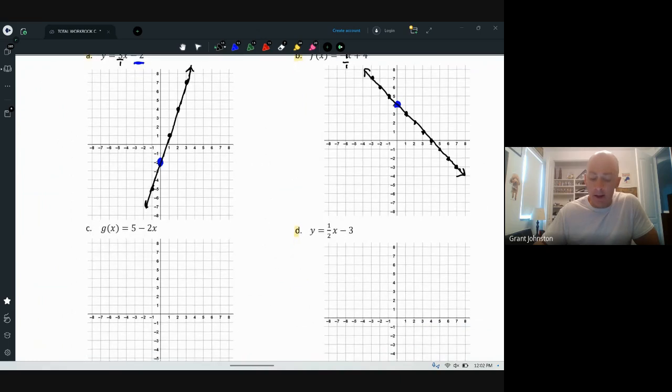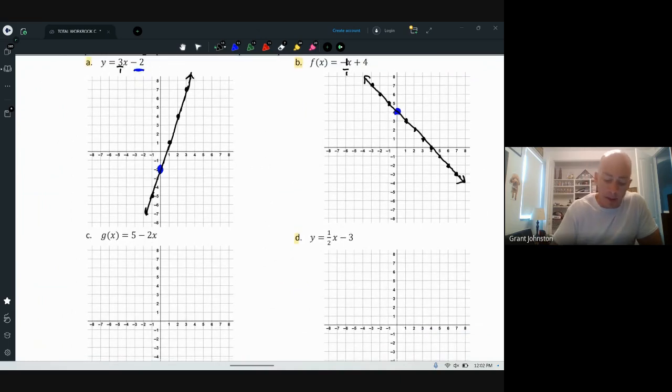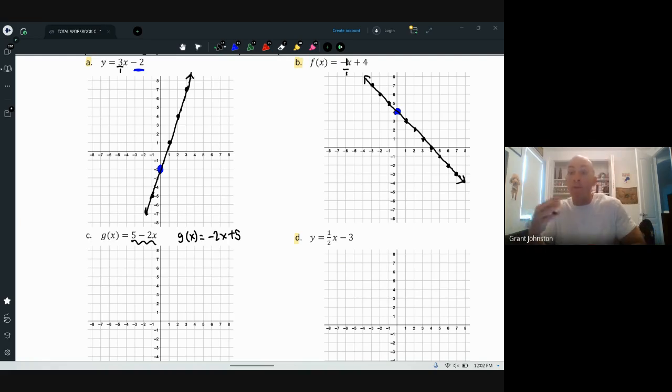Now with C, I'm going to let you do C, but careful because it's kind of written backwards. This is really like negative 2x plus 5. Just be careful because whatever's attached to the x is your slope. So that one, I'm going to let you do. The y-intercept's positive 5. The slope's negative 2. So you're going to go down 2 over 1, down 2 over 1.